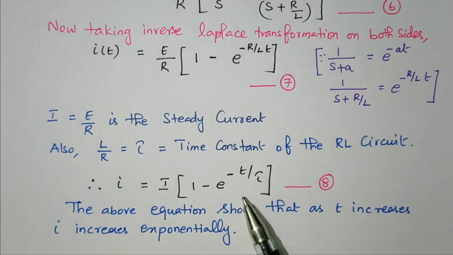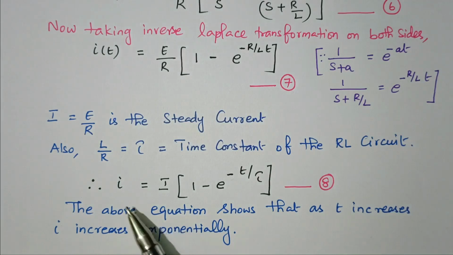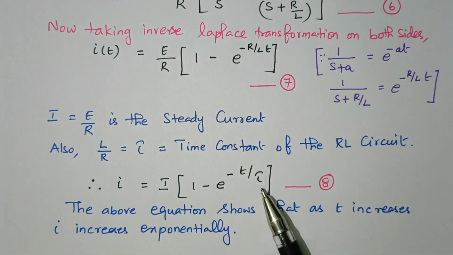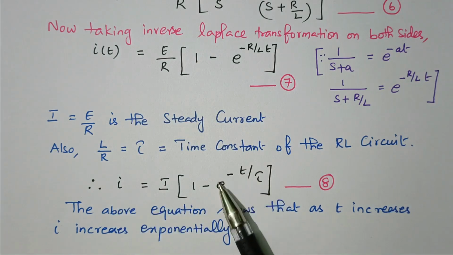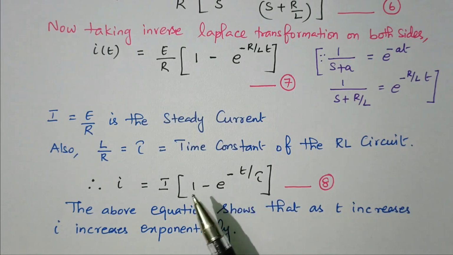By analyzing the nature of this equation, it shows that as t increases, I increases exponentially. So when the time increases, current also increases exponentially. Actually this exponential term is decreasing, but 1 minus is there, so it is increasing, right? So t increases, I also increases. Now we'll go for further analysis.